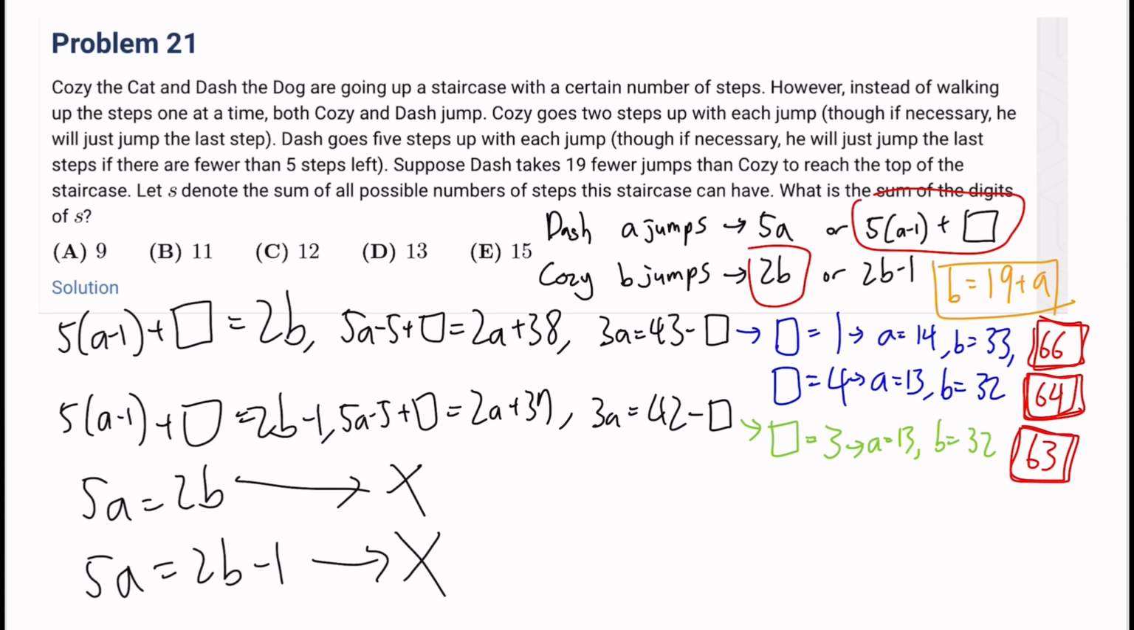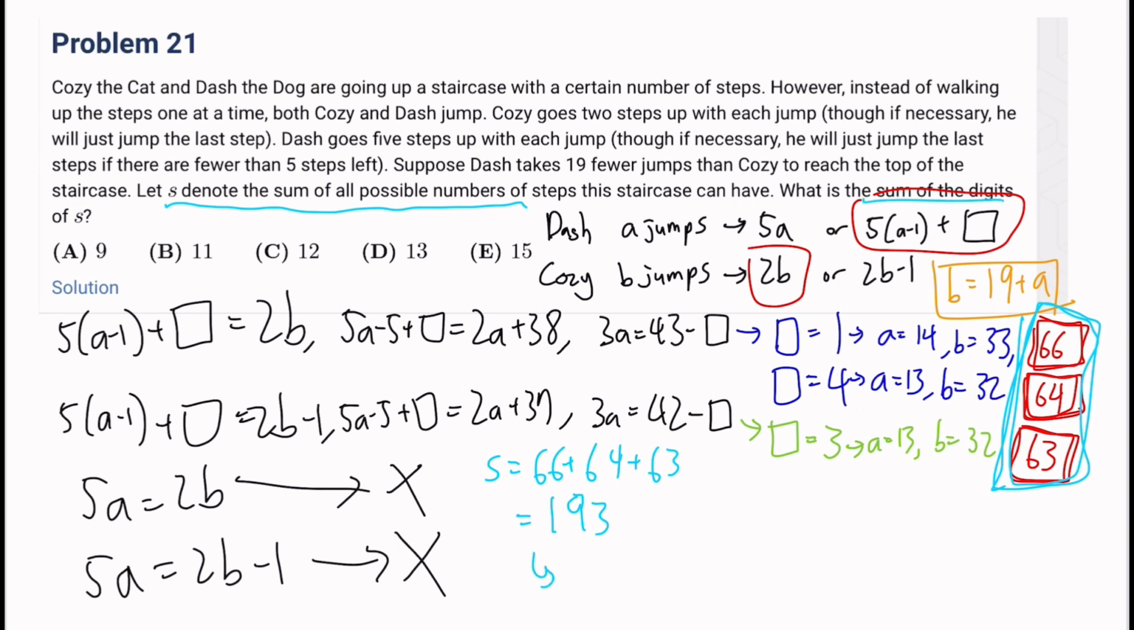And so just in conclusion, we have 3 possible values of the numbers of staircases, and since s is the sum of all possible numbers of steps this staircase can have, s equals 66 plus 64 plus 63, which is 193, right? And so the sum of the digits of s is what we want. So 1 plus 9 plus 3 equals 13. The answer is 13, it's D.